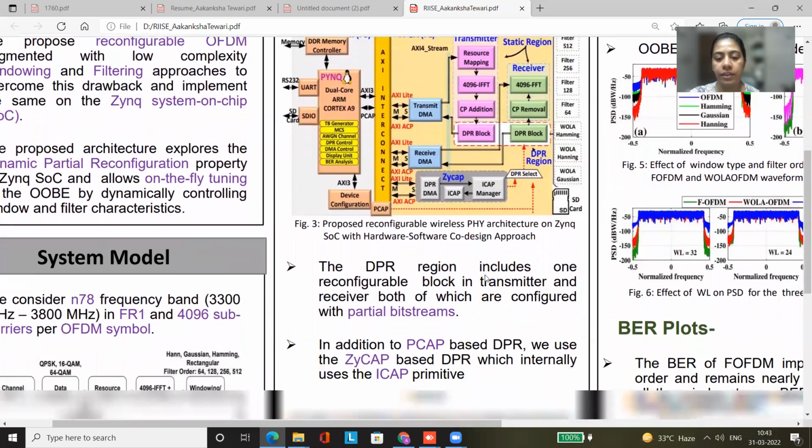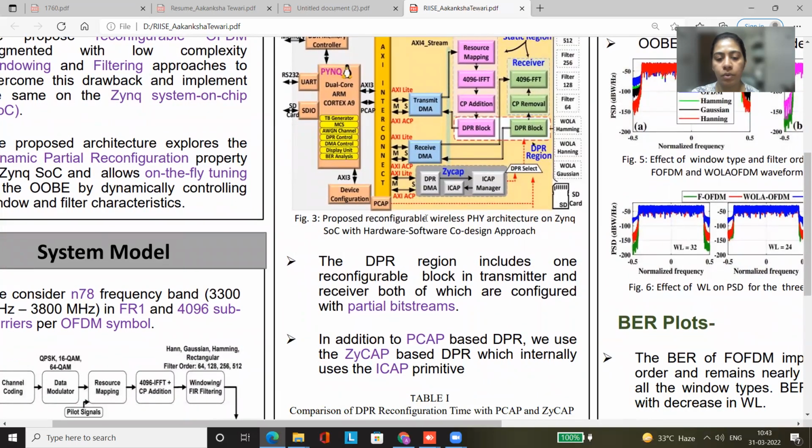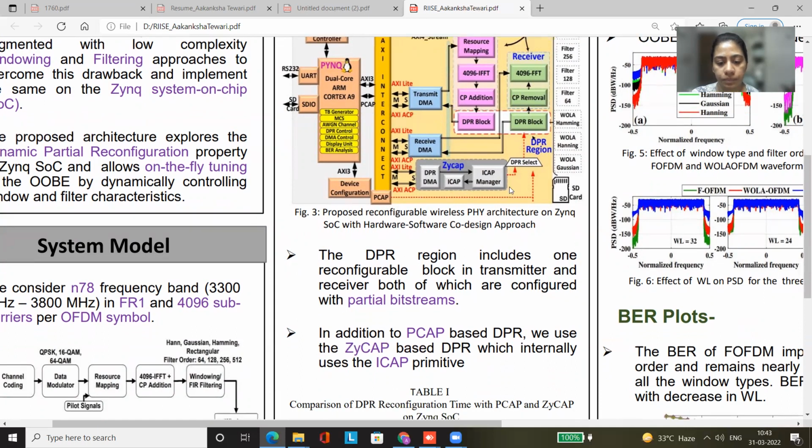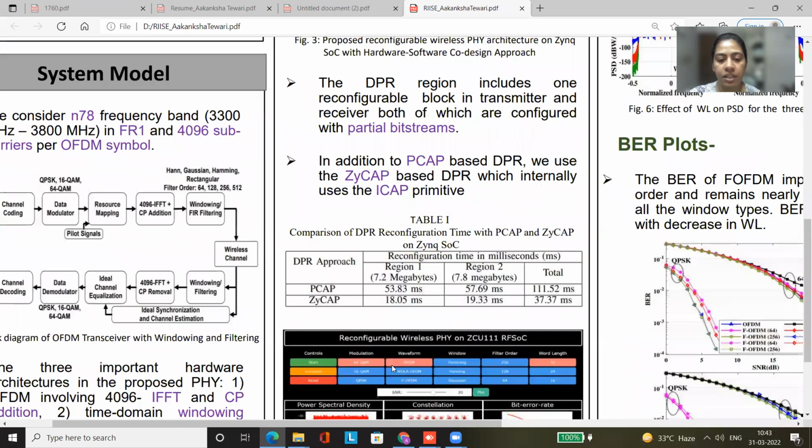In our design, we have implemented DPR using 2 approaches. The first one is through the processor configuration access port, and the second one is through our custom IP, which uses the internal configuration access port to perform DPR. This table compares the reconfiguration time of both the DPR approaches for the 2 reconfiguration regions. And we can see that with our custom IP, we are able to achieve a much faster reconfiguration time as compared to PCAP, which is up to 3 times faster.